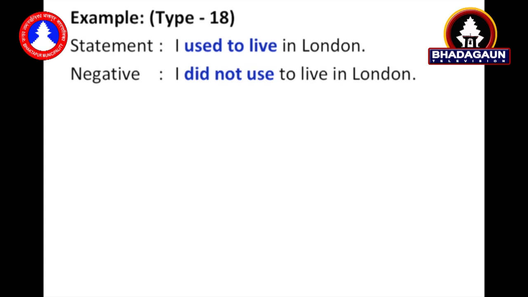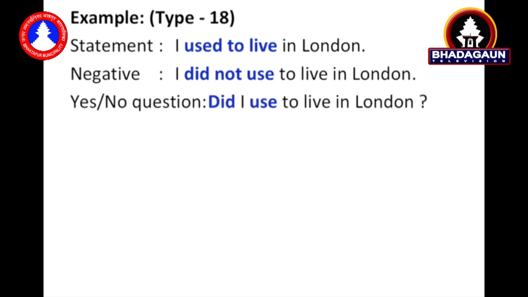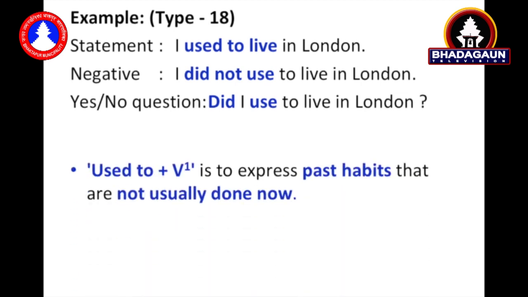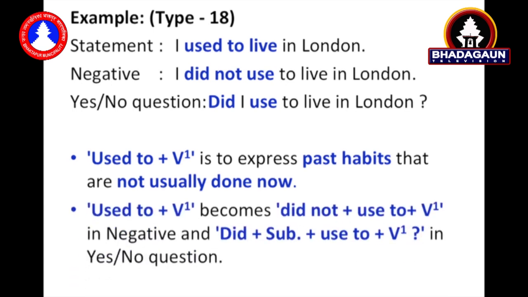And its negative is I did not use to live in London. After the use of did, the verb used is changing to V1. Its question is, did I use to live in London? Dear students, used to plus V1 is to express past habits that are not usually done now. And used to plus V1 becomes did not plus use to plus V1 in negative, and did plus subject plus use to plus V1 in yes-no question.